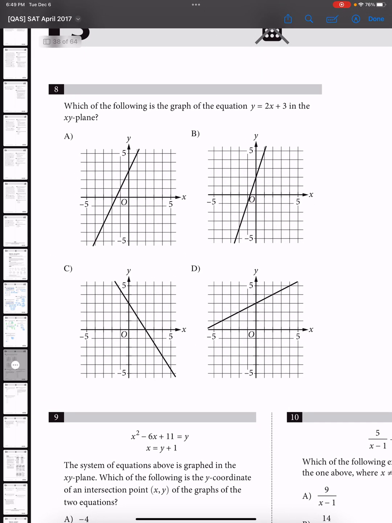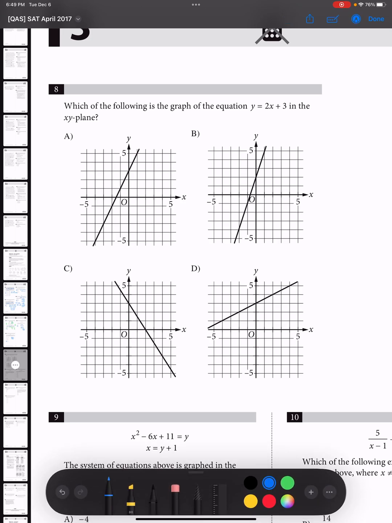Which of the following is the graph of the equation y is equal to 2x plus 3? So our y-intercept is 3. I'm going to get rid of B because the y-intercept here is 2. And I'm also going to see that it's a positive slope, which means our answer is either A or D. So C is also not our answer.